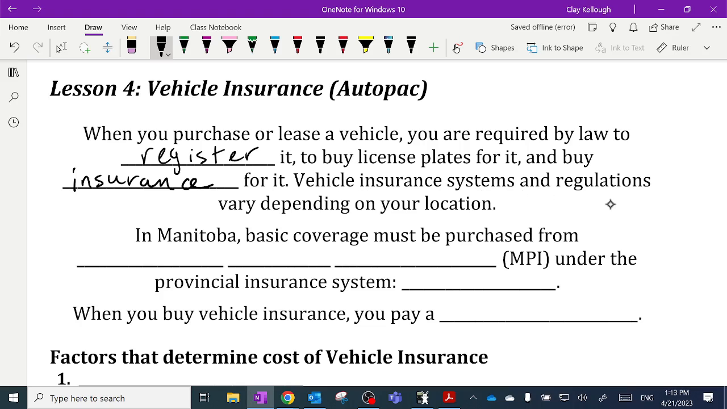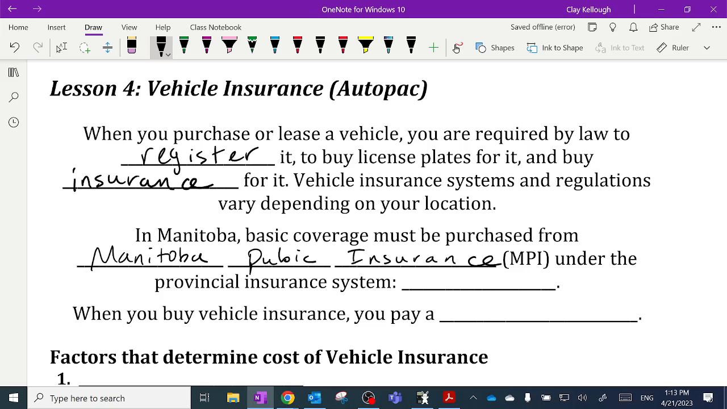Vehicle insurance systems and regulations vary depending on your location. In Manitoba, coverage must be purchased from blank, blank, blank, and of course the letters for that are M, P, and I. Manitoba Public Insurance.